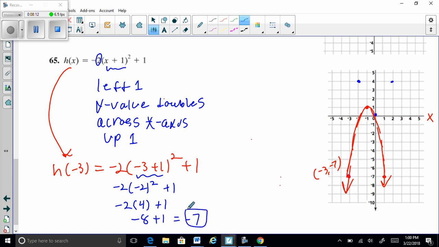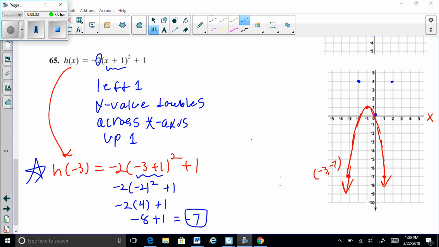But obviously, instead of having to do this 3 times with those 3 points, which I guess you could do if you really wanted to, if you can get the transformations down, you'll be able to do the problems much faster. So, all right.